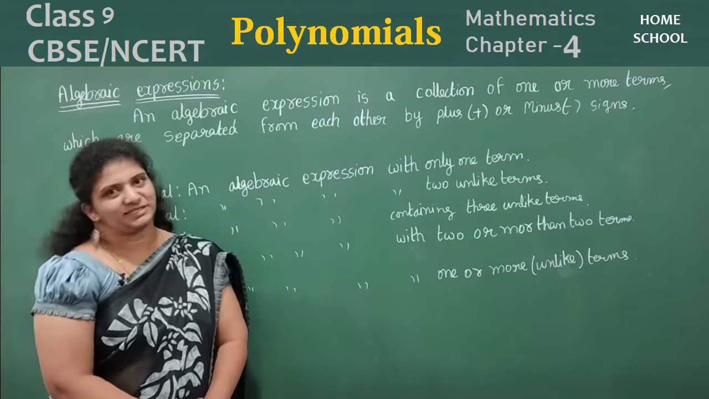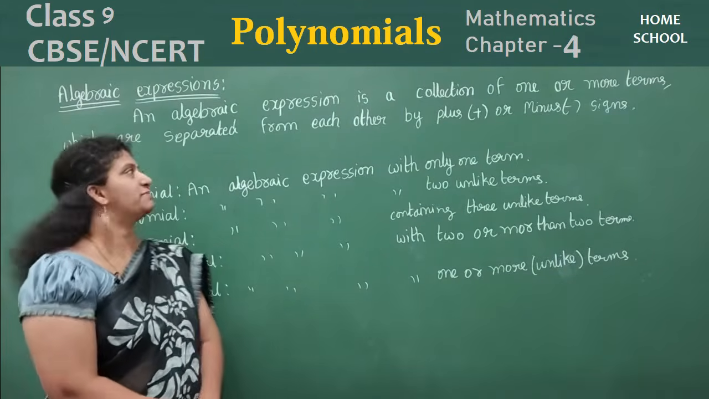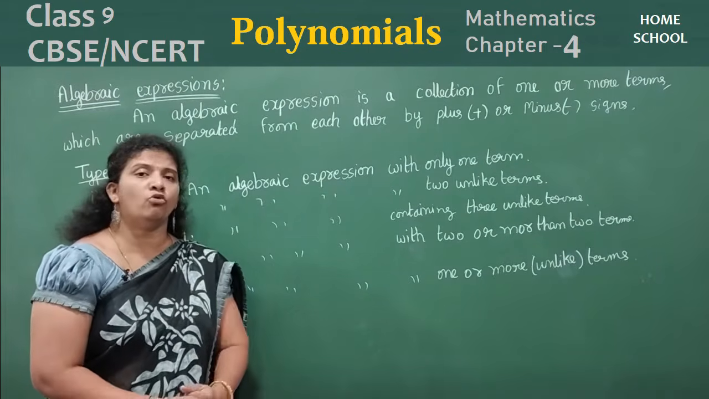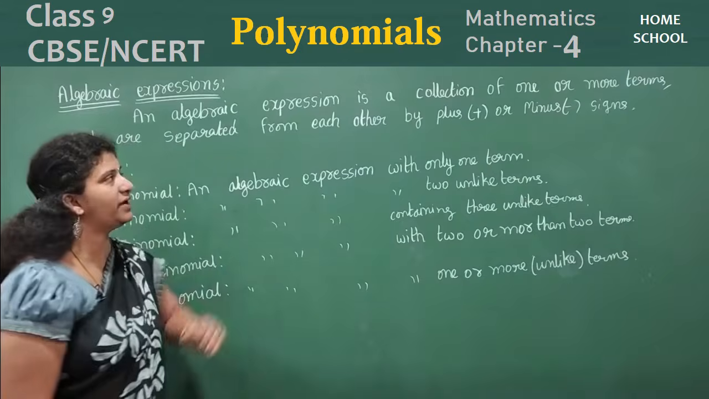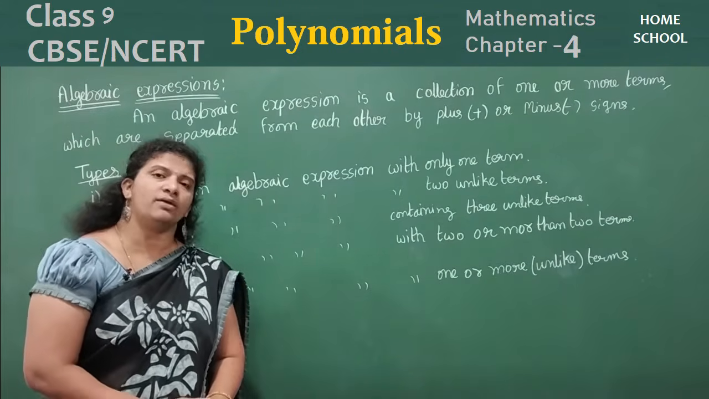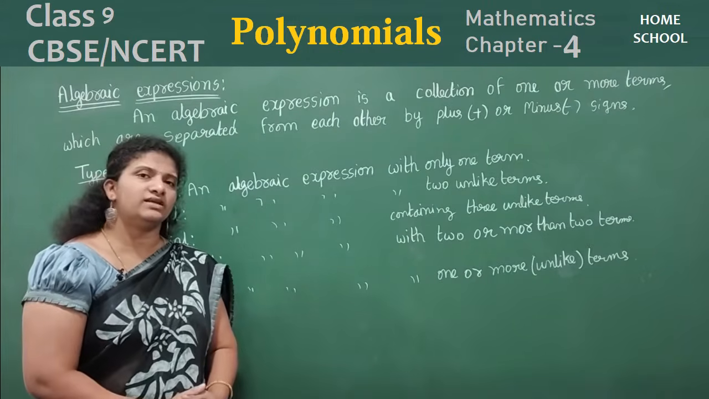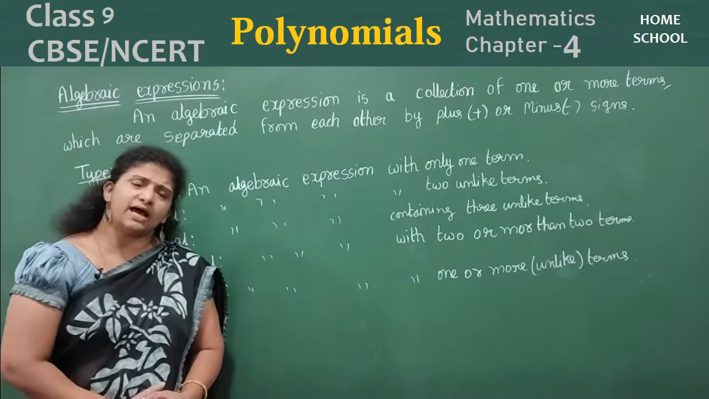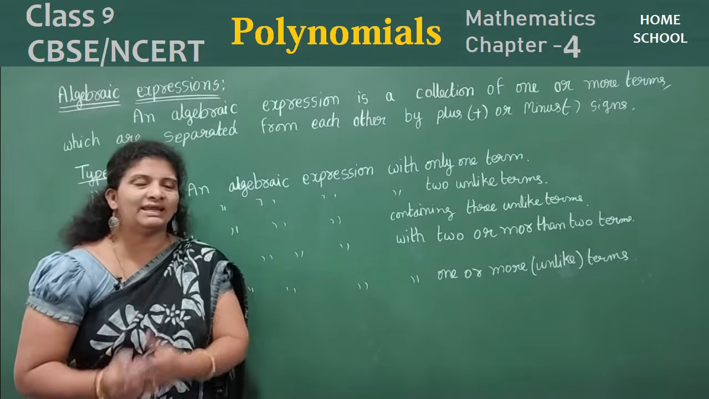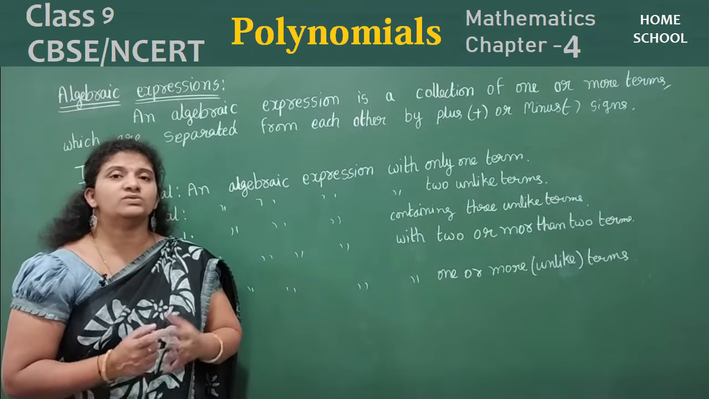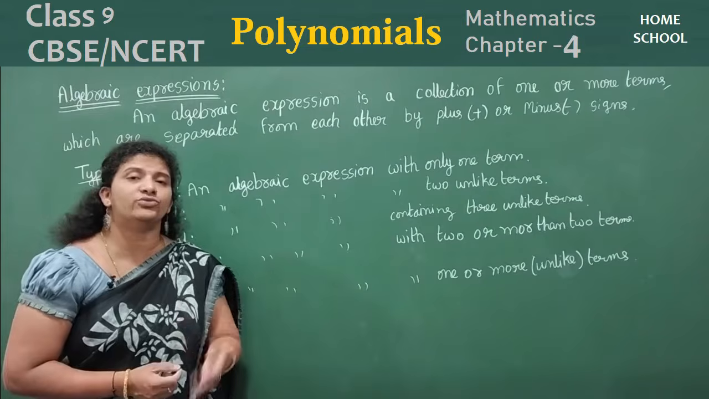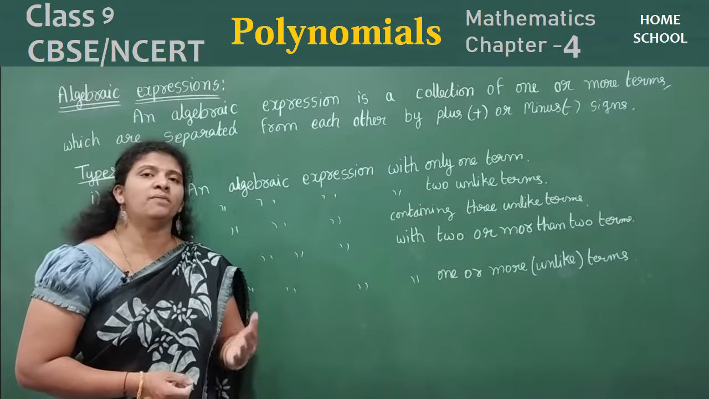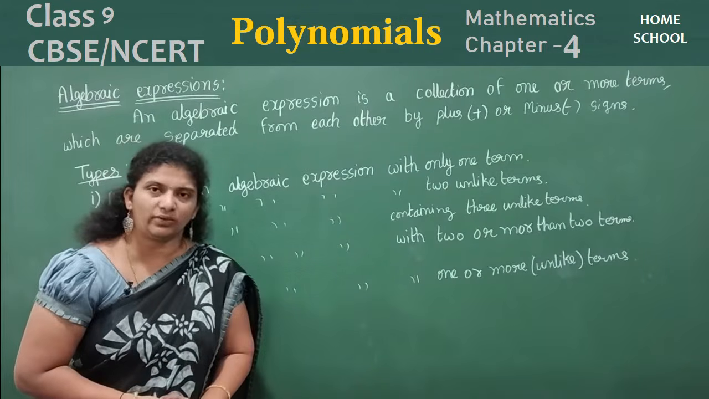An algebraic expression. What is an algebraic expression? An algebraic expression is a collection of one or more terms which are separated from each other by a plus or a minus sign. So what is this, children? We call it a term, variable, constant, as we have said. Then what is an algebraic expression here? We get an expression by using one term, two terms or three terms. However many terms you use to frame the expression, with a positive or negative sign in between them.